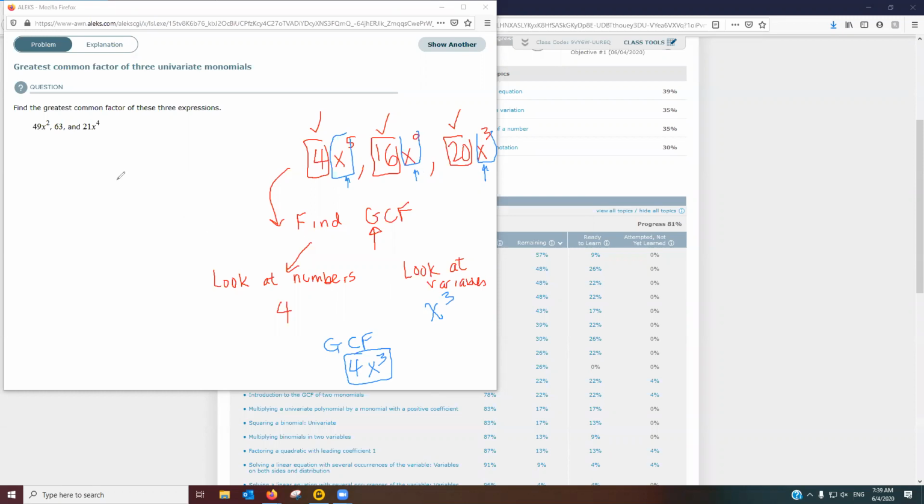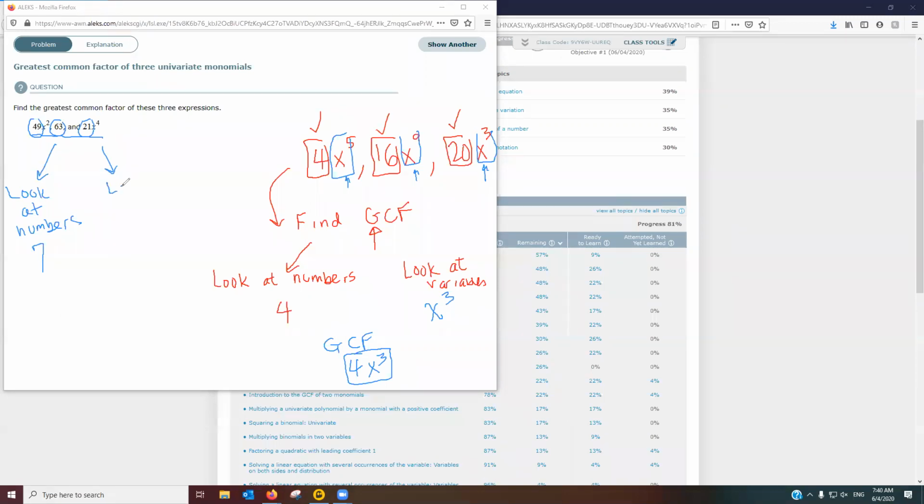All right, so let's go to this example. So let me do it in the same way. I'm going to break it up. Let me look at the numbers to begin with. Well, if I look at the numbers, I'm seeing a 49 and a 63 and a 21. So I'm asking myself the question, what number can I come up with that evenly divides into all three of those numbers? And I'm looking for the largest such number. Well, you might notice the number 7 evenly divides into all of those.